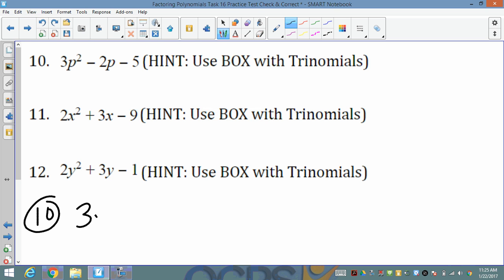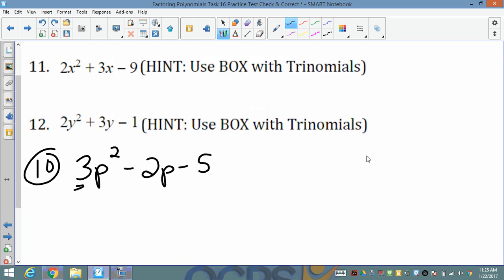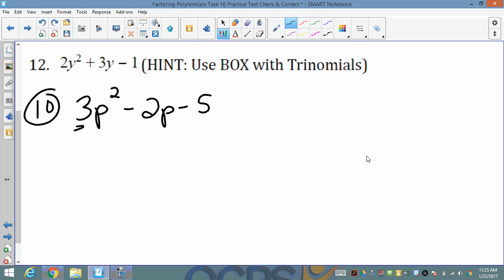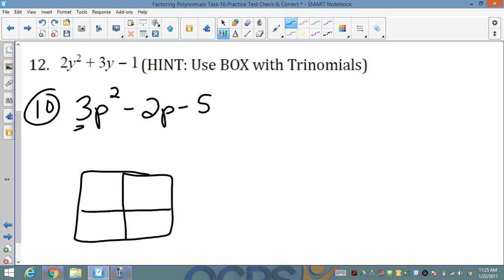So in number 10, again, I have a trinomial. You'll notice on all the ones we've done so far, that leading coefficient, that first term, was 1. Our steps don't change when it's not 1. They stay the same. So I'm going to draw the box. I'm going to put in my first term and my last term. And then I'm going to start with my a times c. So I'm going to multiply 3 times negative 5, which is negative 15.